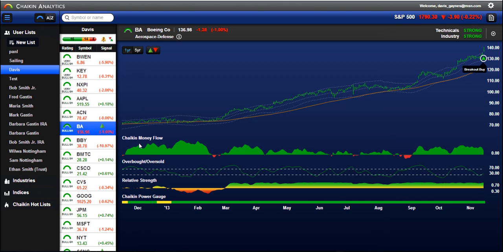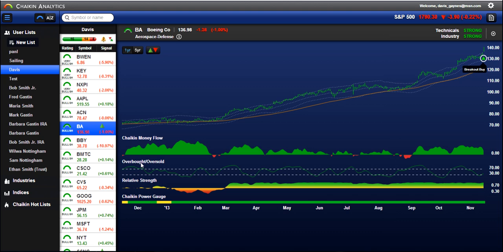1, Chaikin Money Flow. Money flow indicates money flowing into or out of a stock, just like it sounds. Green is bullish, meaning there are more buyers than sellers. And you can see for Boeing, as it's made this nice price climb from the high 70s or 80 or so a year ago, all the way up to over $140 today, has been virtually non-stop green, meaning bullish money flow.